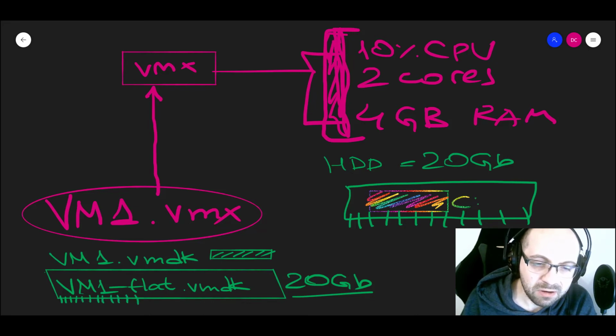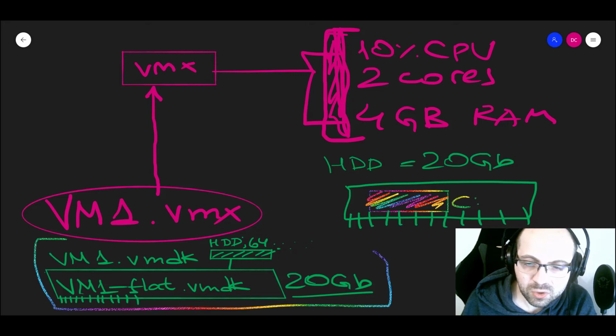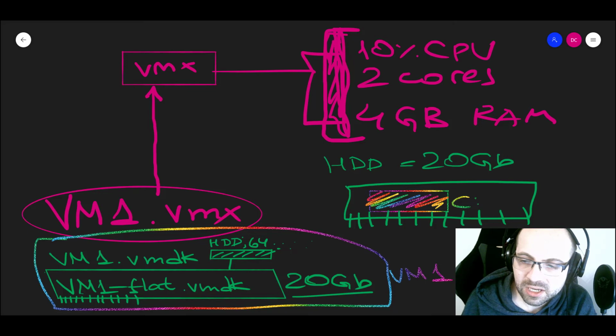And the small vmdk file without the flat in the name is a descriptor. So it says that it's an HDD with 64 sectors, some number of blocks. So this is a descriptor of actual hardware statistics. And funnily enough, together these two files are shown as vm1.vmdk in the web browser.